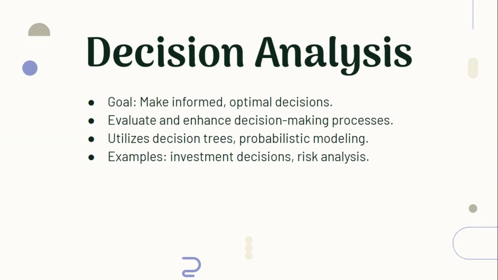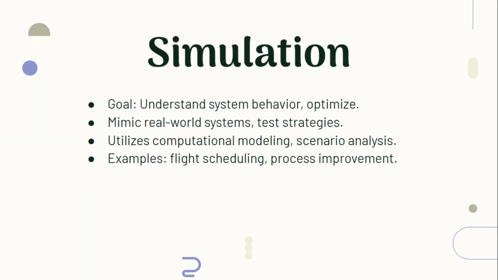We move on to the third objective of OR, that is simulation. The goal of simulation is that you first understand the system behavior, you see how it works, and then you optimize it. You optimize to make it go faster if it's going slower, or you optimize it to make sure that there are no other errors happening.